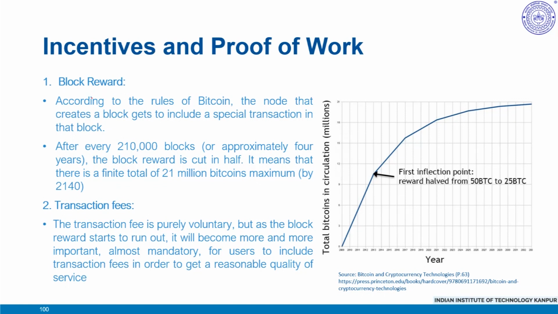The first method is the block reward method. According to the rules of Bitcoin, the node that creates the block gets to include a special transaction in that block. This transaction is a coin creation transaction, and the node can also choose the recipient address of this transaction. Of course, that node will typically choose an address belonging to itself because they have mined the block successfully. So you can think of this as a payment to the node in exchange for the service of creating a block on the consensus chain.